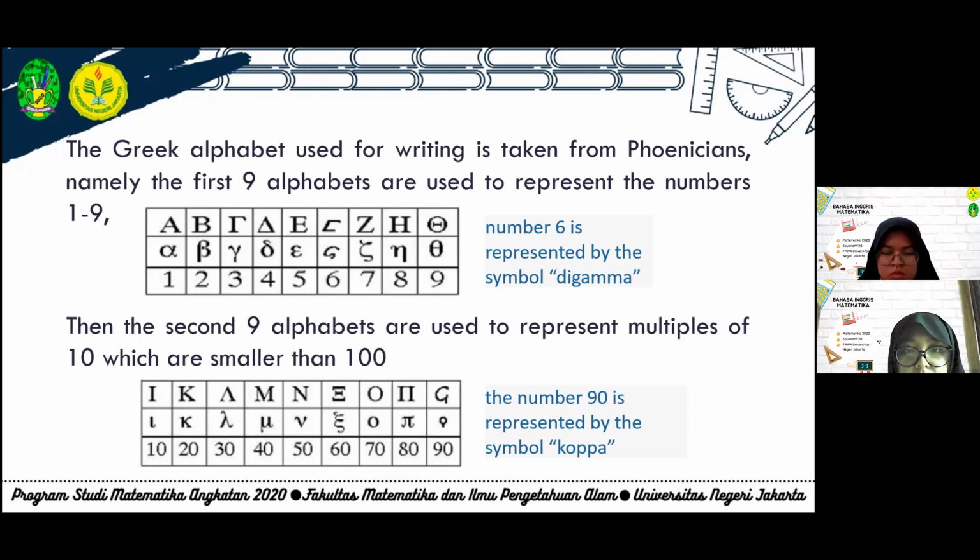Then the second 9 alphabets are used to represent multiples of 10 which are smaller than 100. You can see iota represents number 10, kappa represents number 20, lambda represents number 30, mu represents number 40, nu represents number 50, xi represents number 60, omicron represents number 70, pi represents number 80, and the last, koppa, represents number 90.